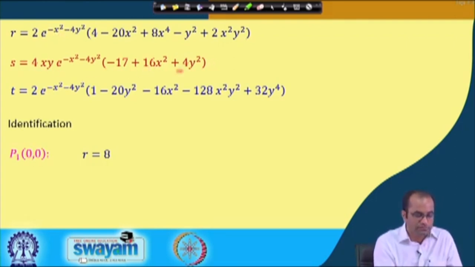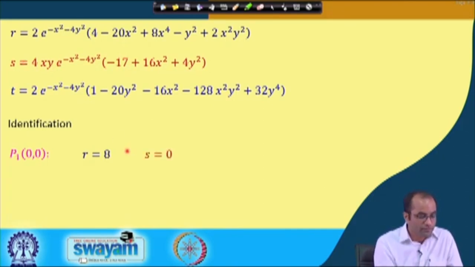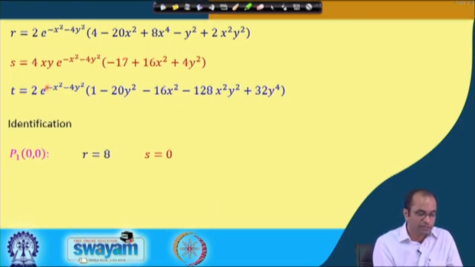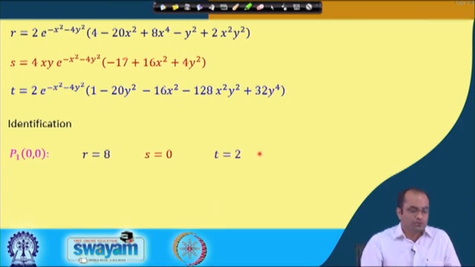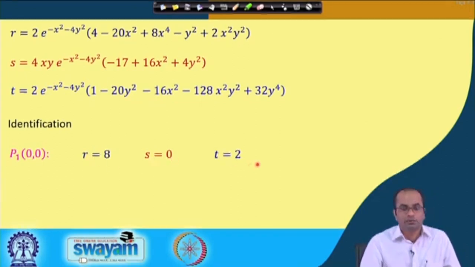And at 0, 0, we substitute here in s. So, these terms are 0 now. So, we have minus 17, but here the x, y is sitting in the product, so the s will become 0. And in t, again, all these terms will be 0. We have 1 there and 2 multiplied by 1, so this will be 2. So, at this point, r is 8, s is 0 and t is 2 at the point 0, 0.